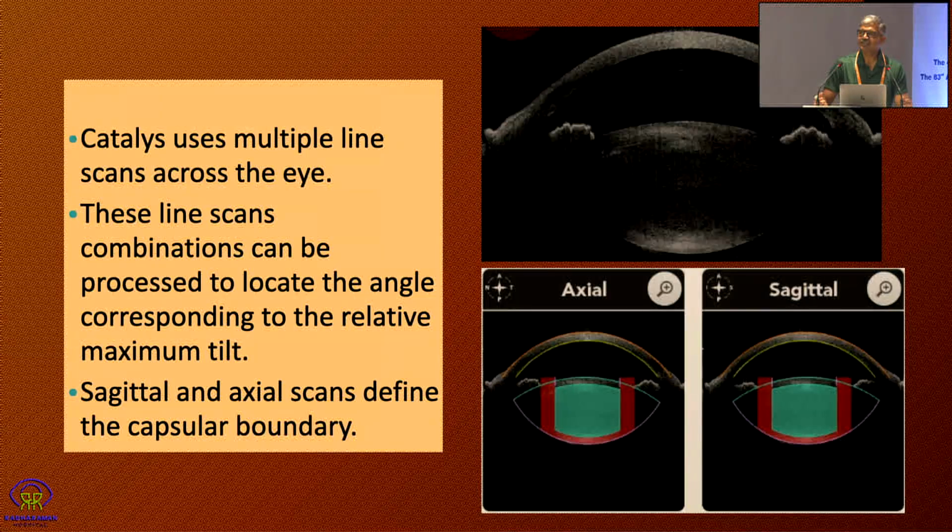The Catalyst uses multiple line scans across the eye and then combines them to process and locate the angle corresponding to the relative maximal tilt. So it also has a tilt adjustment. And then there are sagittal and axial scans as well, which define the capsular boundary. But it does not give you a line. This is how the imagery comes in, and you have to adjust the capsulotomy according to that.